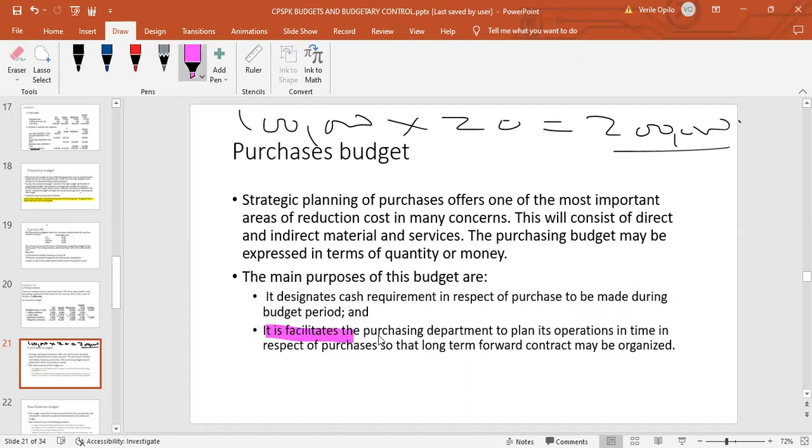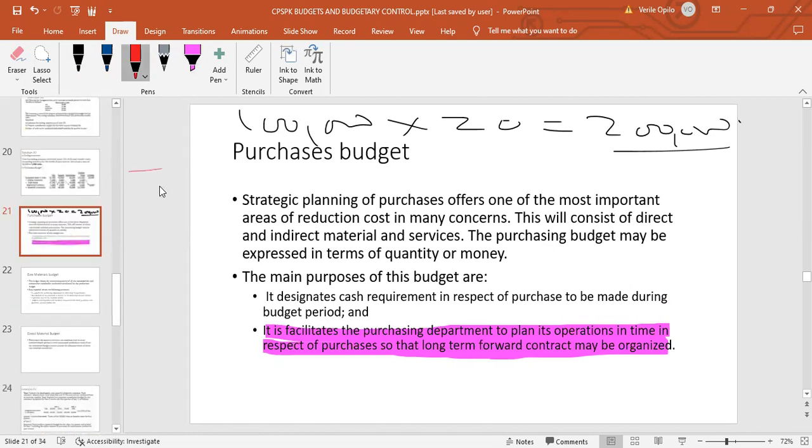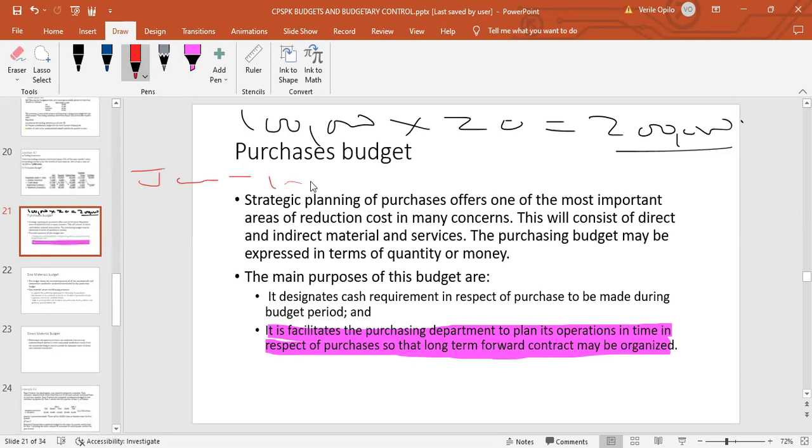The other one is that it facilitates the purchase department to plan its operations in time in respect of purchases, so that long-term forward contracts may be organized. In this case, you have the budget for the entire year. So you will know that in the month of, let's say, January, this is how many units you're going to require. In the month of February, again, this is how many units you're going to require. In the month of March all the way to December, this is how much you're going to require.